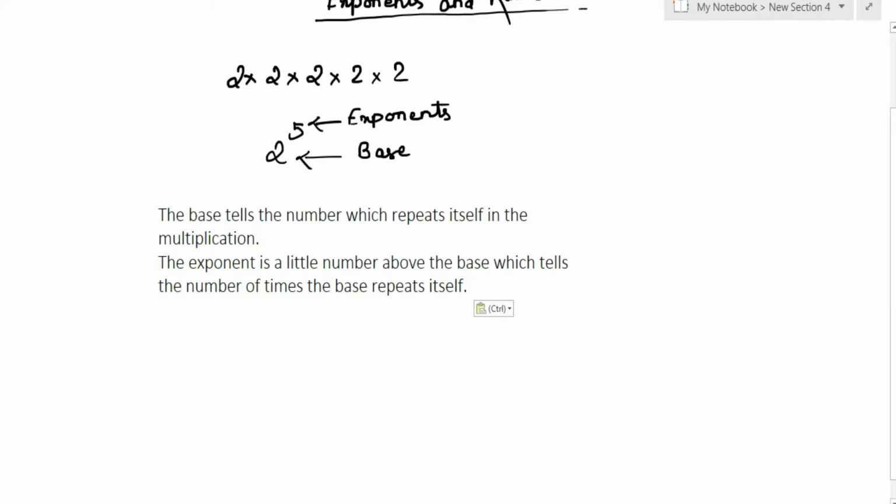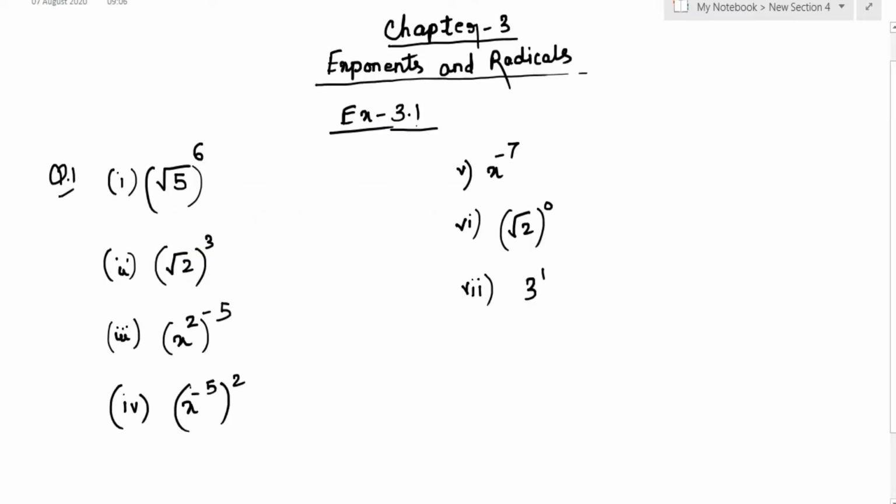Now let us start with the exercise questions. Exercise 3.1, question number 1 says: write the base and exponent in each of the following numbers. Here you can see that root 5, which is going to repeat, is the base, and 6 is the number of times it is going to repeat. So that will be the exponent. So we'll write that down as an exponent.